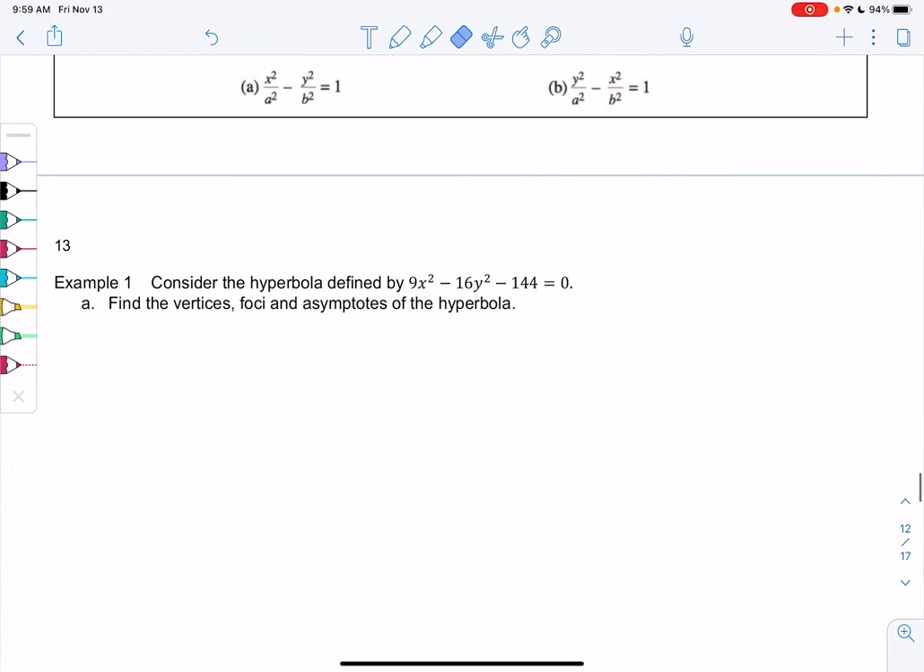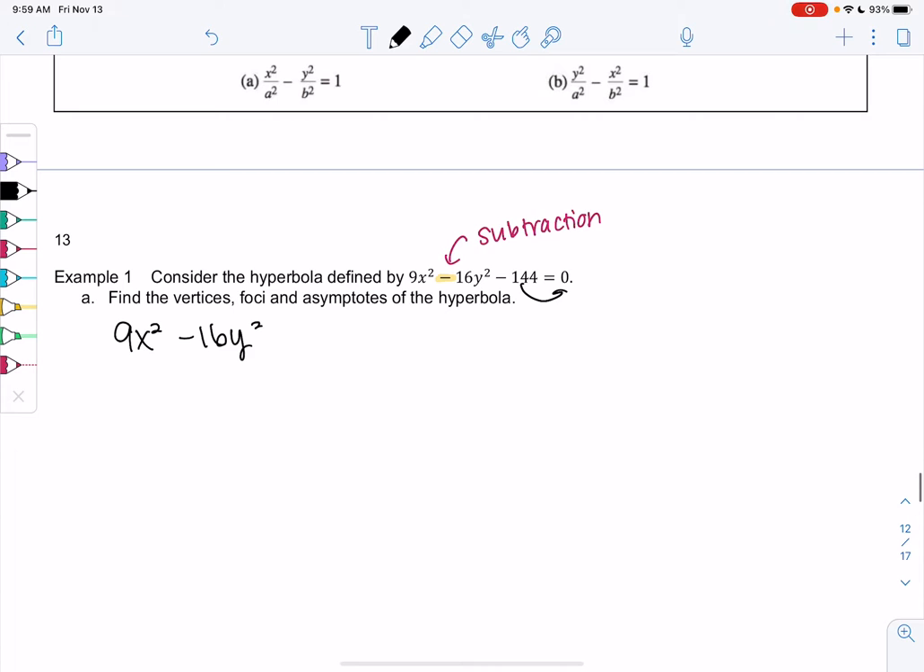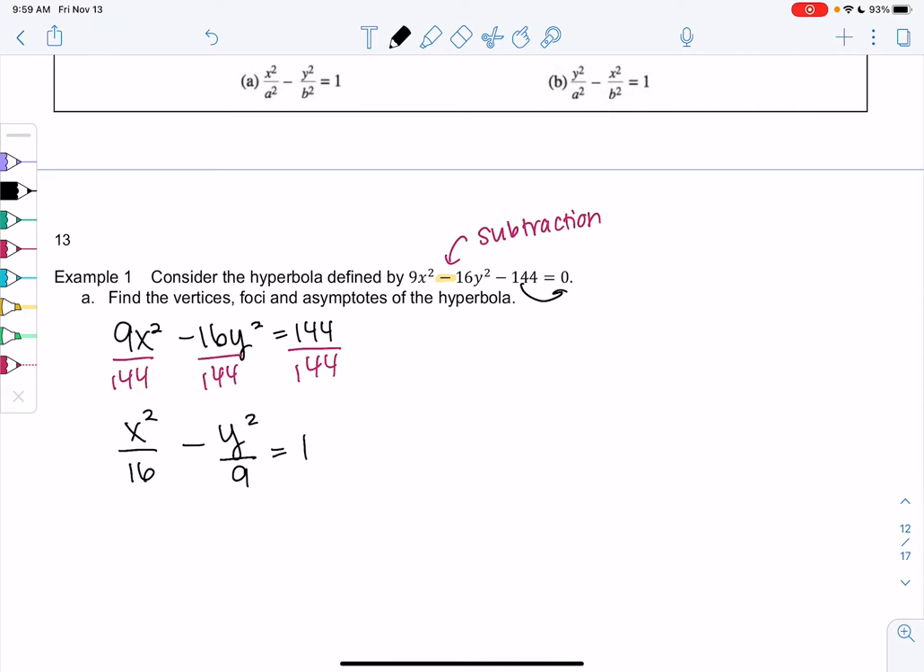Let's consider the hyperbola defined by 9x squared minus 16y squared minus 144 equals 0. The reason I know this is a hyperbola and not an ellipse is because we have a subtraction between x squared and y squared. That's the big hint. So let's move the 144 to the other side. We'll add 144: 9x squared minus 16y squared equals 144. And then we'll divide by 144. So we get x squared over 16 minus y squared over 9 equals 1.